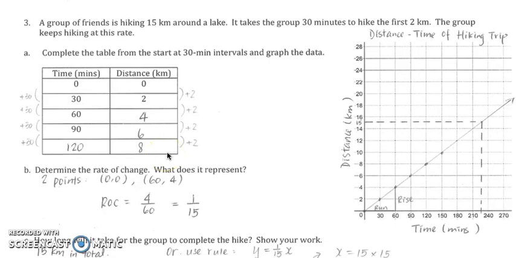So you can graph this data. So 0, 0 is here, 30 and 2, 60 and 4, 90 and 6, and so on. After you have a first few points, because the group is going at a steady rate, it will be a linear relationship. So connect the dots and extend the line all the way across the grid. Don't forget to give your graph a title and label the axes, time and distance.